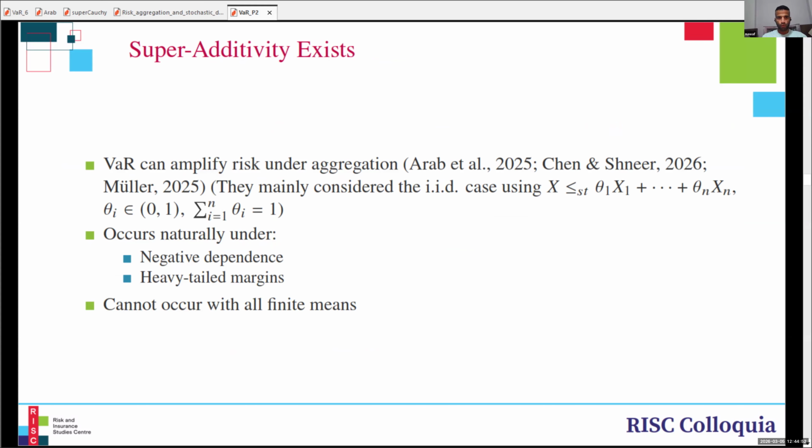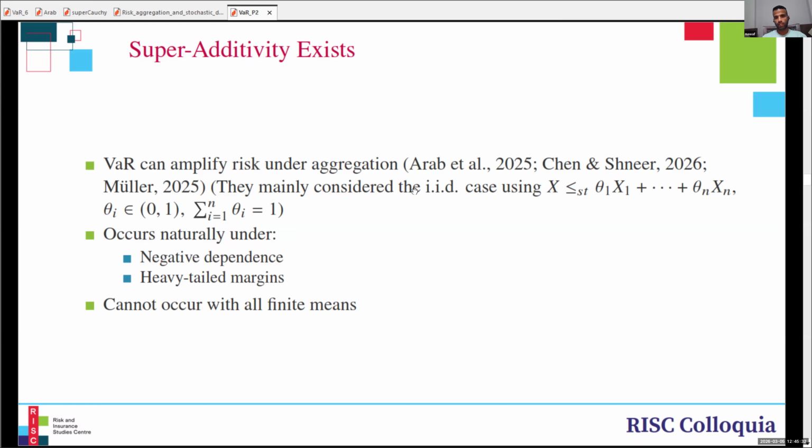And this phenomenon of super additivity has been studied quite extensively, because under this assumption, VaR can amplify the risk under aggregation. So this is a flipped, if you will, reasoning for diversification. Diversification actually increases risk in this scenario. So super additivity is not intuitive, in a sense, because it amplifies the risk of the aggregate versus the aggregate of the risks.